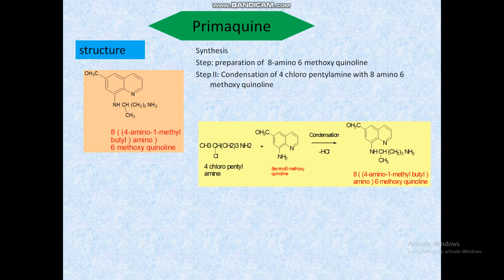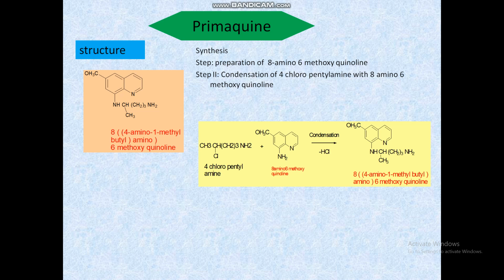For primaquine, step 1 is the preparation of 8-amino-6-methoxyquinoline. Already we prepared that; you can refer to pamaquine. Next, step 2 is the condensation of 4-chloropentylamine with 8-amino-6-methoxyquinoline.